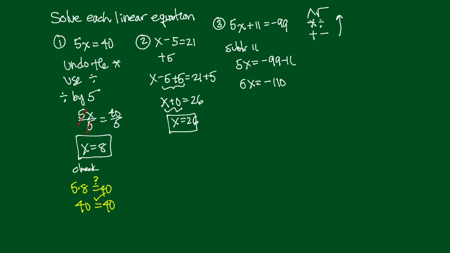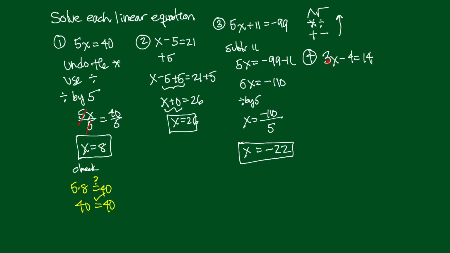Now, I've got a 5 multiplying, so undo the multiplication with a division. So divide by 5. If you divide the left side by 5, 5 divided by 5 is 1. The 5 is gone, and you get x equals negative 110 divided by 5. Now, if you can see it, that's great. If you don't, get your calculator out. Negative divided by positive is negative. And this is a 22. I'm going to claim that's the correct answer. I should check it, but I won't in this case.